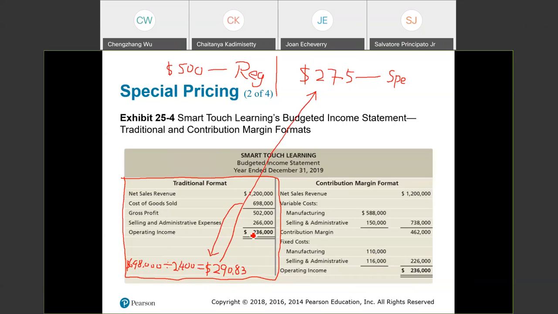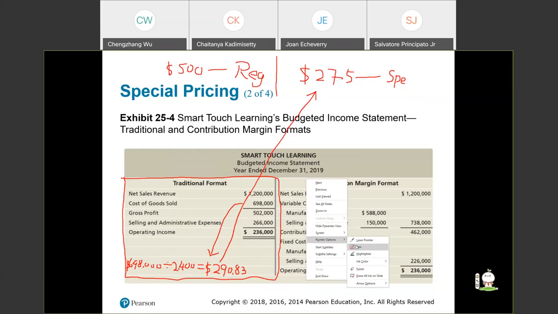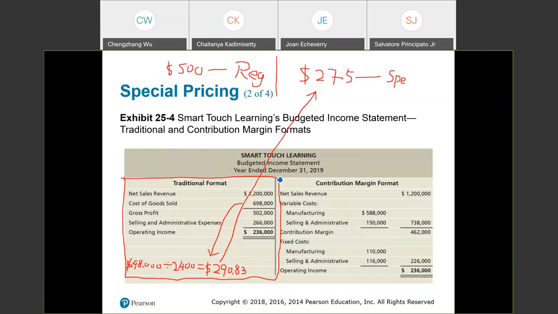But remember, in order to make the short-term business decision, you will only need to consider the relevant information. If you look at the income statement in contribution margin format, which is displayed on the right side of this slide, it separates the cost into fixed and variable.